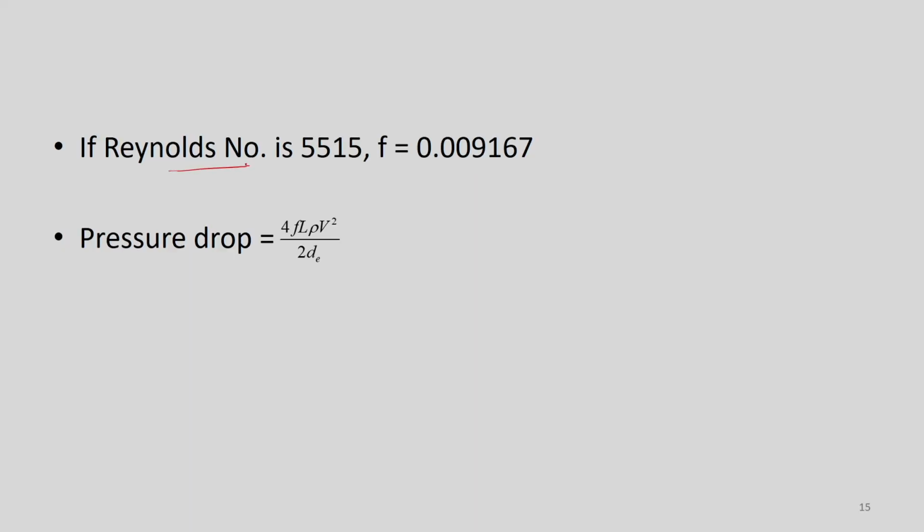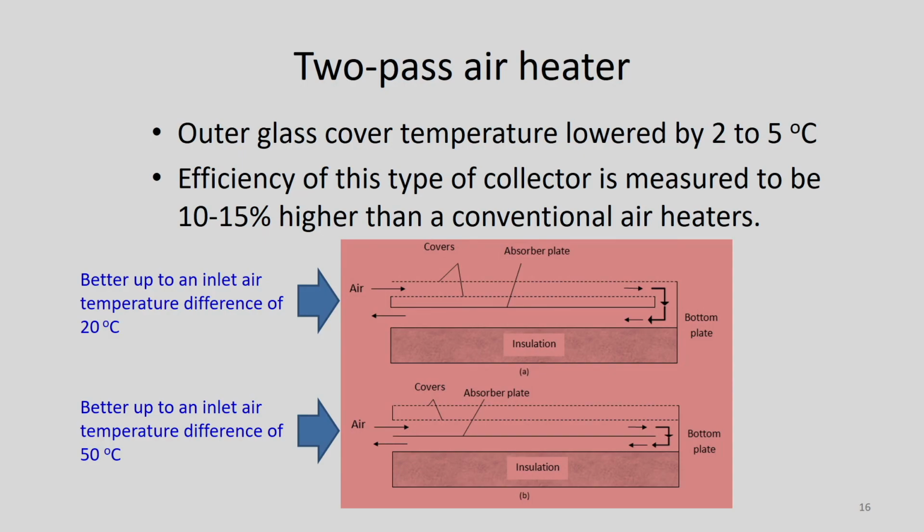Just as an example, if we know the value of Reynolds number for a flow, then we can find out what will be F. Once we know this F, we can substitute in this expression which gives the pressure drop. This is nothing but 4 f L rho V square by twice d_E. Once we know this pressure drop, we can calculate the power requirement and all. Now, let us discuss some of the experimental observations of different air heaters.